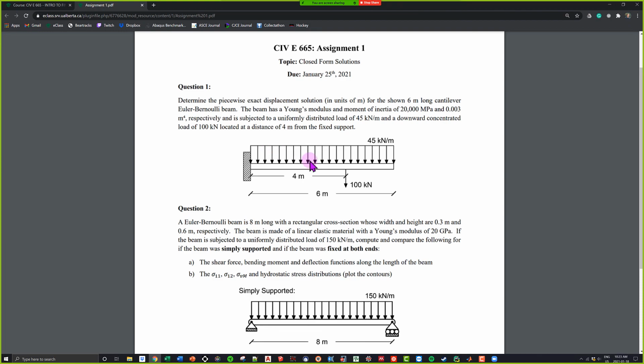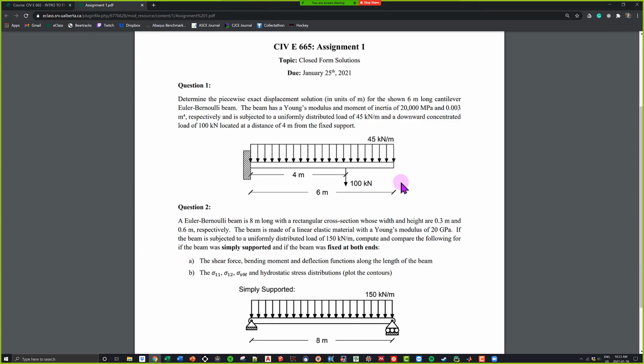But the only difference is we're going to have 2 equations. One is the deflection function from 0 to 4, and then the second one is going to be the deflection function from 4 all the way to 6. And the reason why is we have that discontinuity there. All right, so that's going to be the first one.